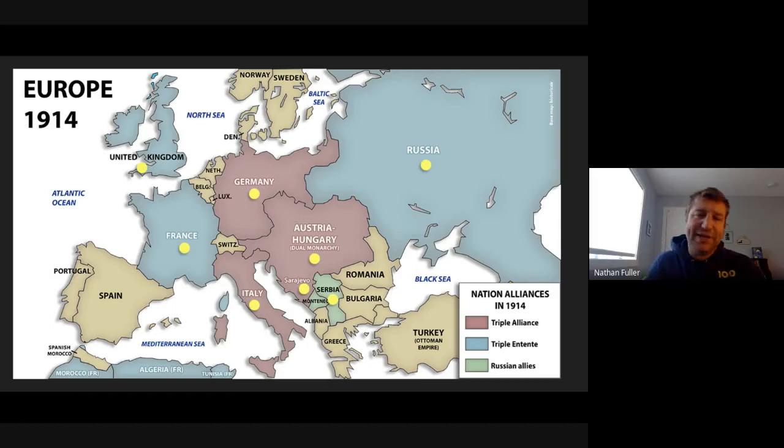Here's what Europe looked like. So the red countries were Triple Alliance. The bluish countries are the Triple Entente. And then we do have some Russian allies there as well. And then all those brown countries would have been neutral. Okay, the problem with the brown countries is that a lot of them get sucked into this war as well.